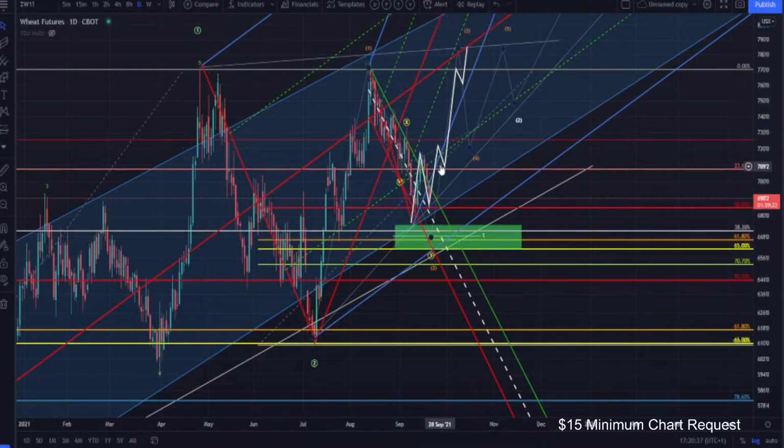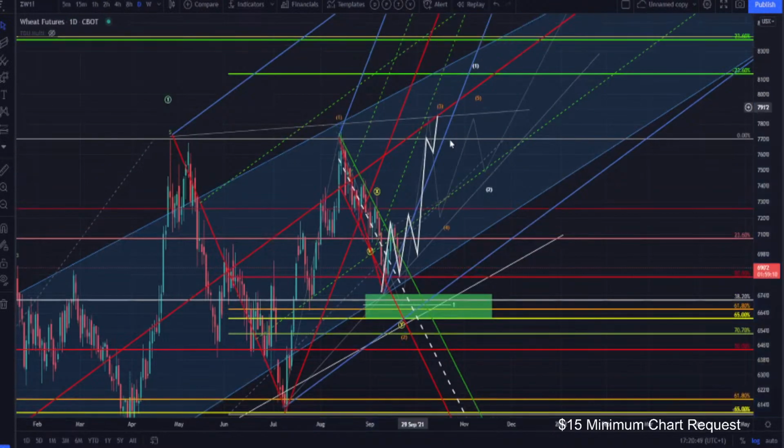So 1-2, 1-2. Oh, right, prior structure. We've got another parallel here. Maybe it's 1-2, 1-2, 3, 4, 5. Oh man, I screwed that up. I didn't think it was going to get there. I didn't get it. Damn it.